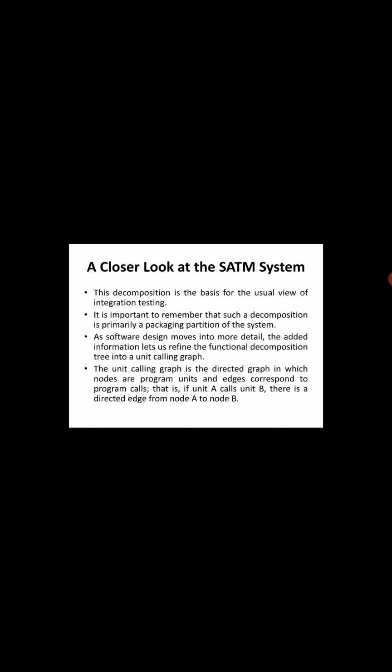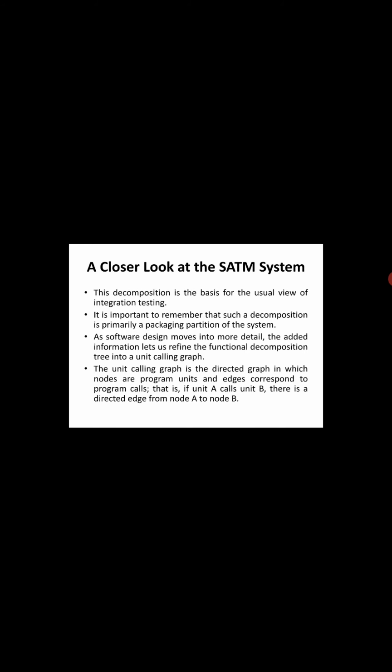If there is a connection between node A and node B, A and B are program units, and the line, the connection, is a call. It means that A is calling the unit B. This is the meaning of a unit calling graph, and that's what they are telling you here.